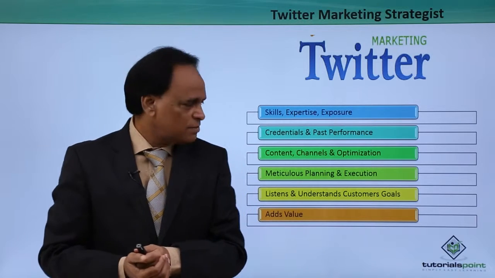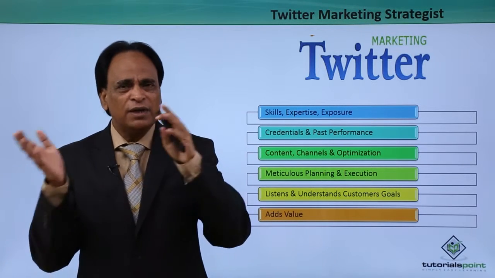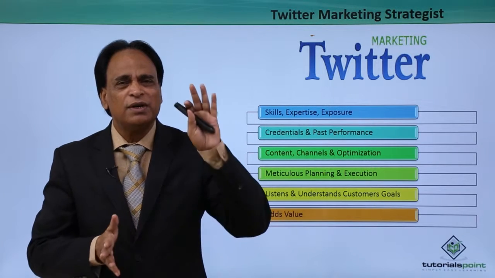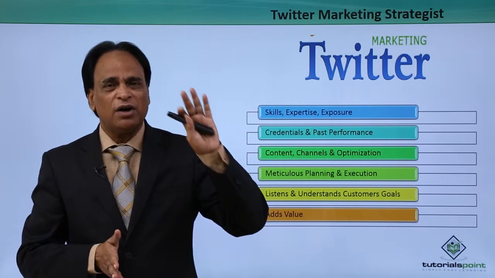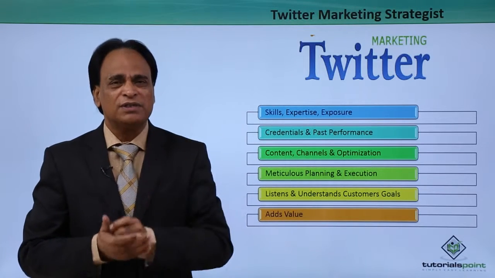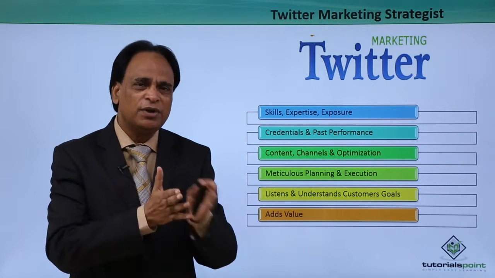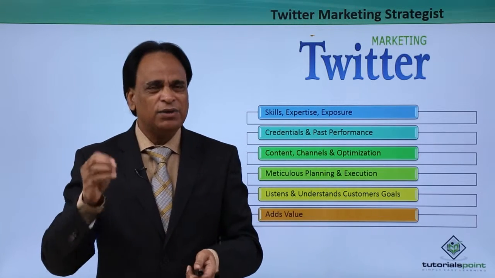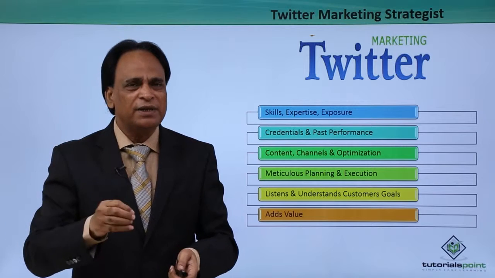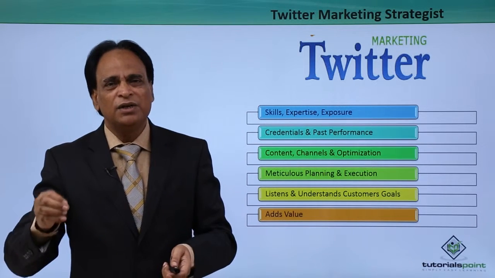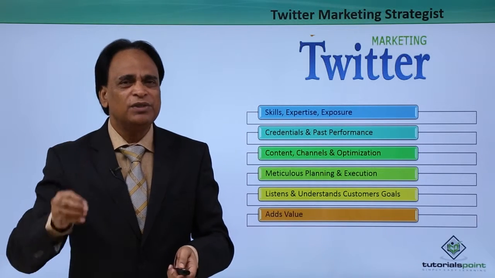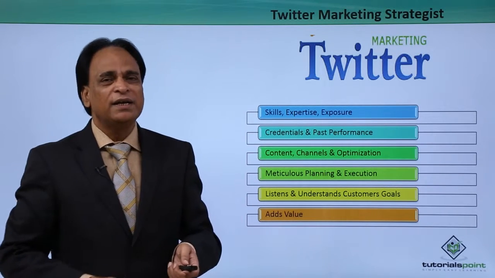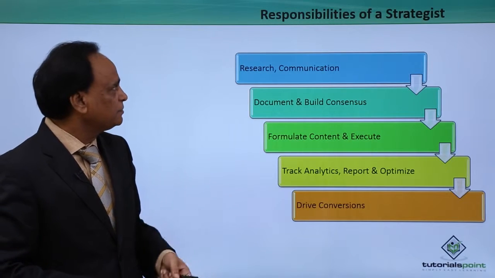Listen and understand the customer's goals. When you are executing a campaign for a particular business, you need to understand what their goals and objectives are, and what they want to achieve. When you know this, you will be able to execute the campaign effectively. Then add value. The value is extremely important. When a company or an organization has hired you to execute the Twitter campaign, you need to provide that value. We need to provide that extra that adds value to the campaign that you are executing.